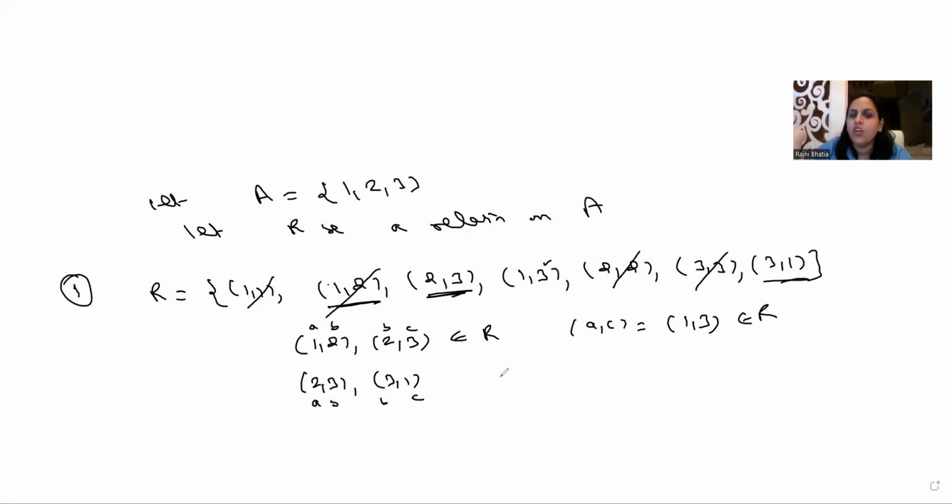(a, b) is there, (b, c) is there. These two elements are in R, but what about (a, c)? In this case (a, c) is (2, 1). Is (2, 1) present in the relation? No, it is not present. So we found a pair of elements where (a, b) and (b, c) are both in R, but (a, c) is not in R. So this relation is not transitive.